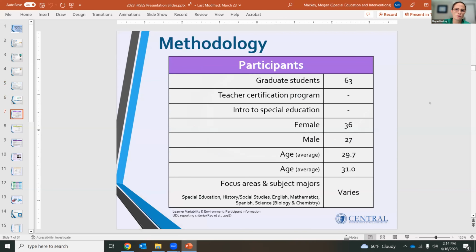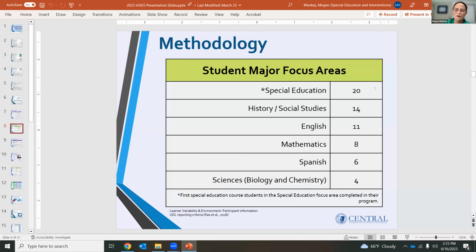So the methodology was, we had 63 graduate students, 36 were female, 27 male. You can see the average age of the females and the average age of the males, and they were from a lot of different subject areas. Some were studying to be special education teachers, some were looking at history, some were English, some were math, some were Spanish, and some were science. So we had quite a mix of people in different fields looking back on their experiences. Here's the breakdown of how many we had for each focus area.